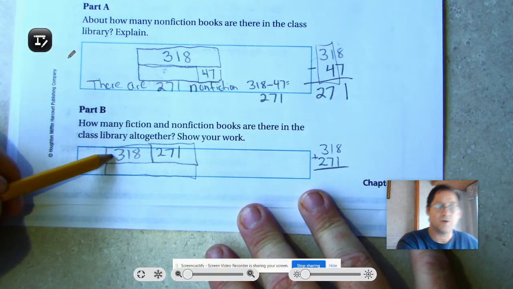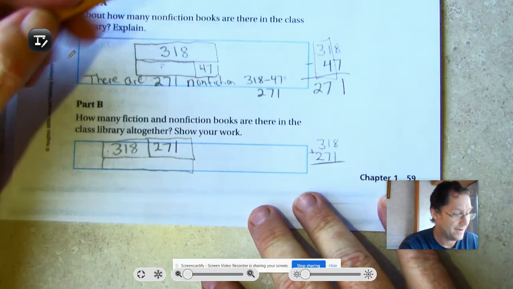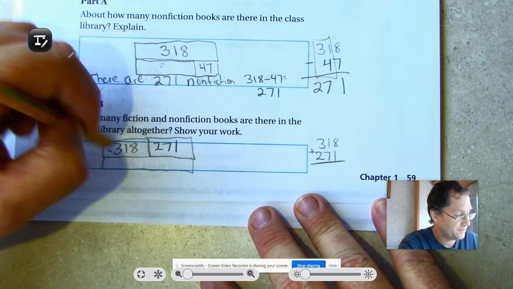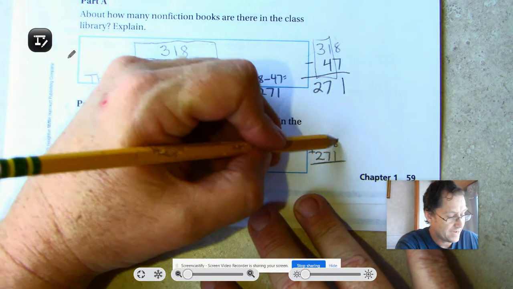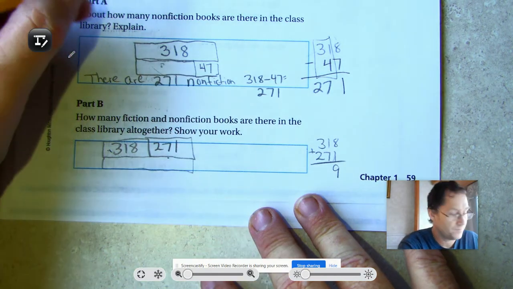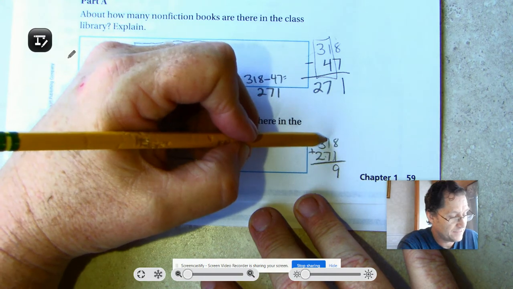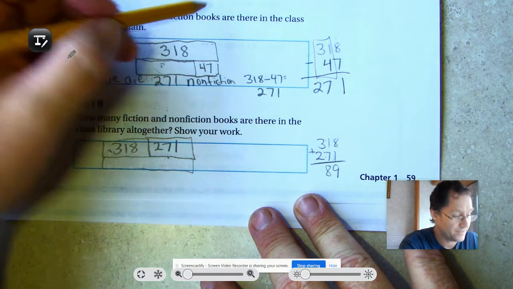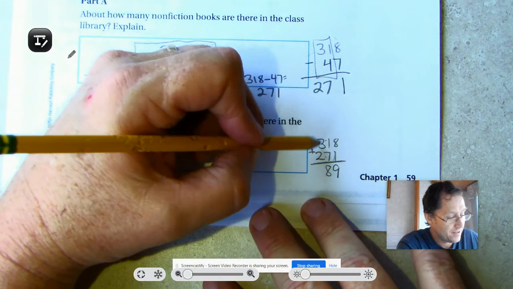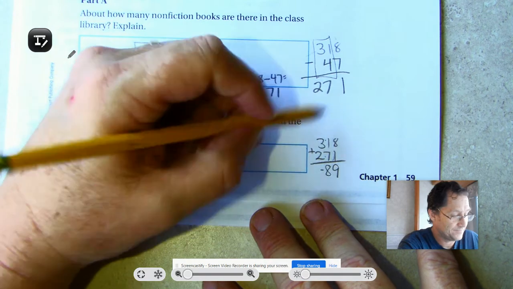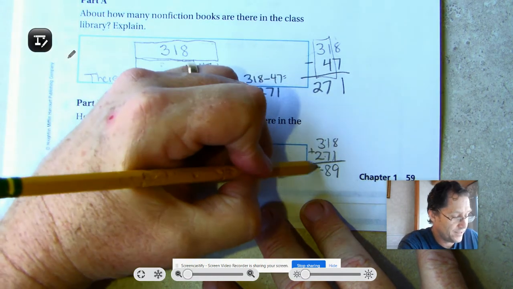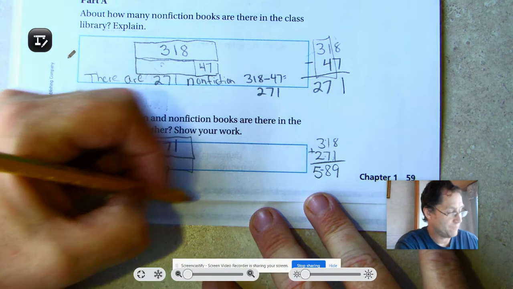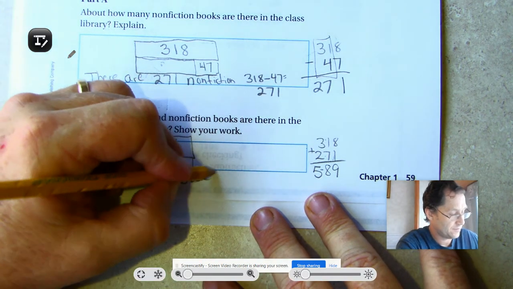Remember we said when the bar models are side by side, that means add. So fiction books, nonfiction books. 8 and 1 is 9. No need to regroup. 7 tens plus 1 ten is 8 tens, and there are no tens to regroup. So 300 plus 200 is 500. So there are 589 books altogether.